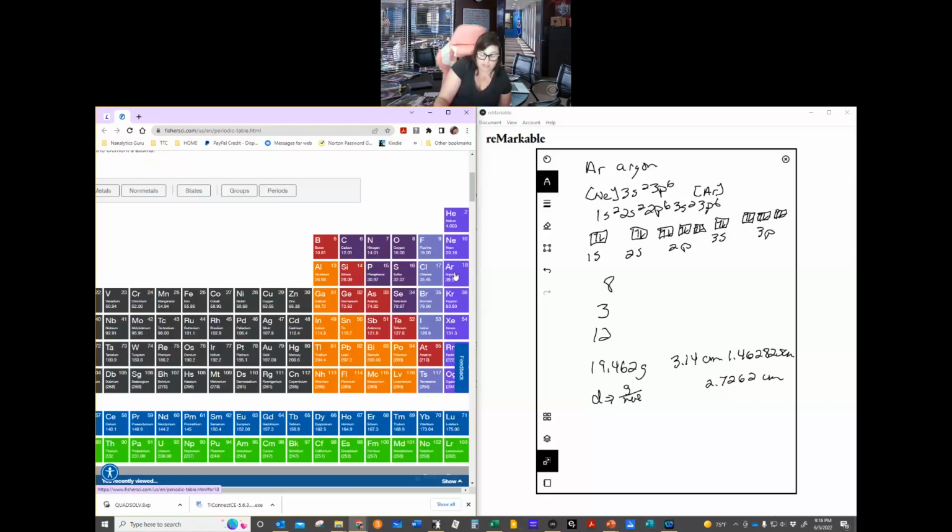So if that's what I'm talking about for density, then I need to take this mass, or not grams per mole, I apologize, it's grams per volume. And volume can be centimeters cubed. So I'm going to report it in grams per centimeter cubed. That means I'm going to take the 19.462 grams and divide that by 3.14 centimeters, 1.462825 centimeters, and 2.7262 centimeters. And that's the math that I'm going to do for that.